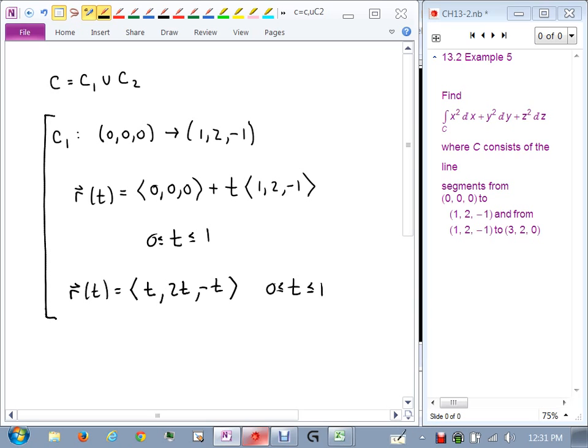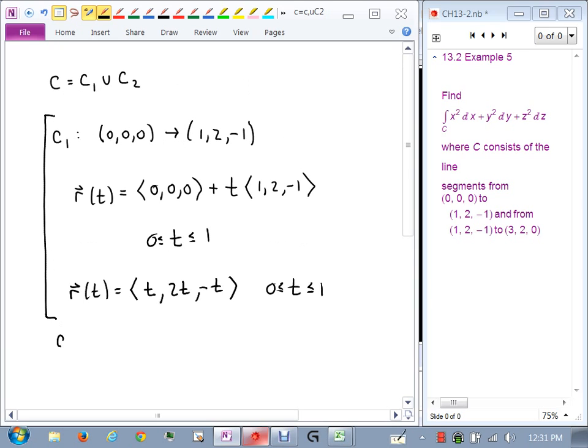See, I'm no longer going to write down the parametrics because in the formula, I just need the derivative of this magnitude, don't I? In that new formula? Derivative of that, then the magnitude of that. Or magnitude of the derivative. Okay, tell me about C2.